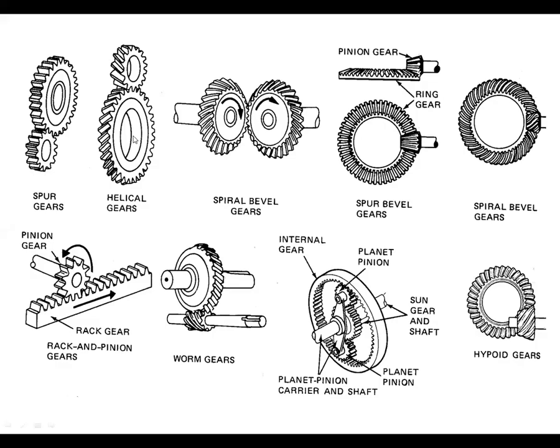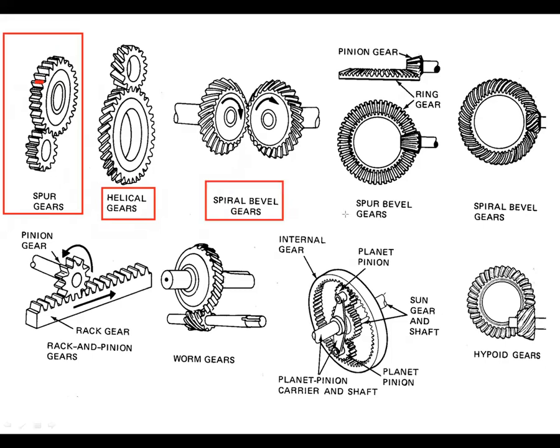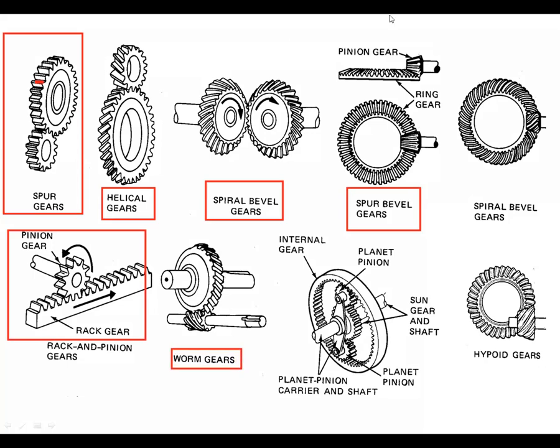See this diagram. Here different gears have been shown. First of all, this is the spur gear. Here I am showing you the 3D view of gear. Spur gear, helical gear. These are different types of gear. Spur gear has straight teeth and helical gear has inclined teeth. Then spiral bevel gears, spur bevel gears, internal and external gears, pinion and rack, worm gears.